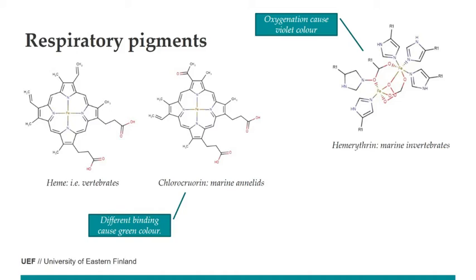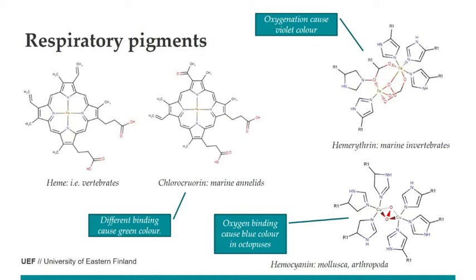And then, last but not least, we have hemocyanin in molluscs and arthropods like spiders or octopuses. And now there's no iron at all, there is copper that is binding oxygen. And again, there are these 5 atom rings bound with nitrogen, and now binding oxygen in this complex, turning the color blue, and that makes the octopus blood bluish.